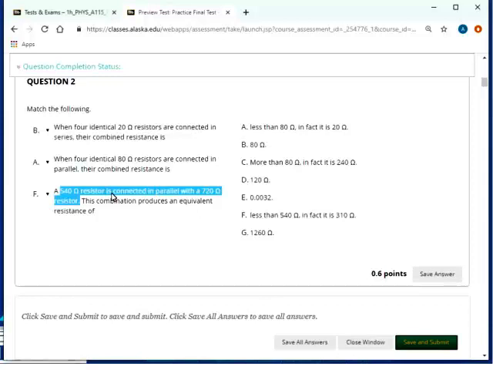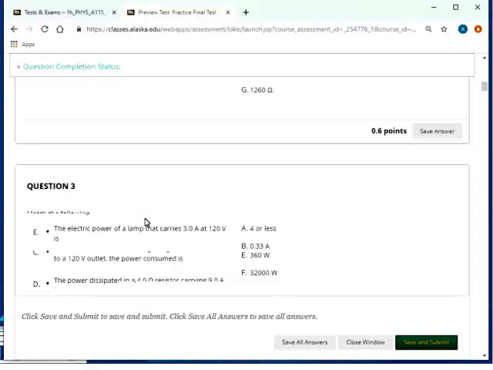So 1 over 540 plus 1 over 720 equals, you get something on your calculator. It's quite small, 0.00 something, and then you invert that again, and you're going to come up with 310 ohms. In fact, again, for the first estimate, it has to be less than 540, smaller than the smallest individual one.